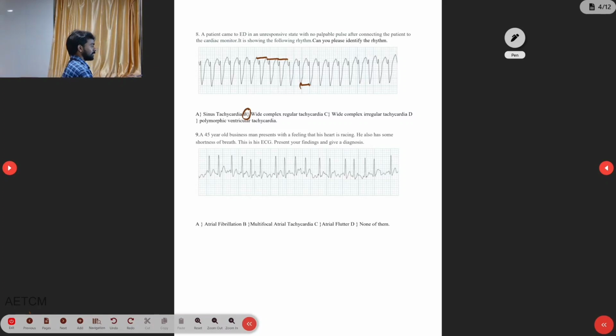So the answer for this one is atrial fibrillation, A. So why is it atrial fibrillation? This is narrow complex, because if you see the QRS complex duration, it ends in less than 3 small squares. That's why it is called narrow complex. It is an irregular tachycardia, because the distance between two R waves is changing. So it is a narrow complex irregular tachycardia, and you can't see P waves here. A narrow complex irregular tachycardia with absent P waves is atrial fibrillation. So the answer for this 9th question is A.